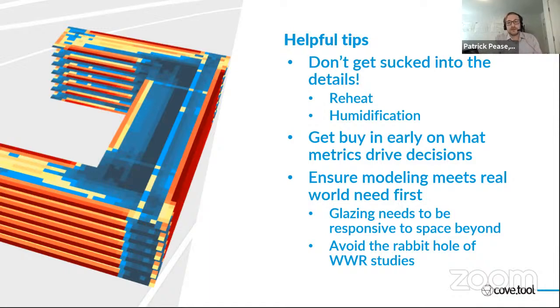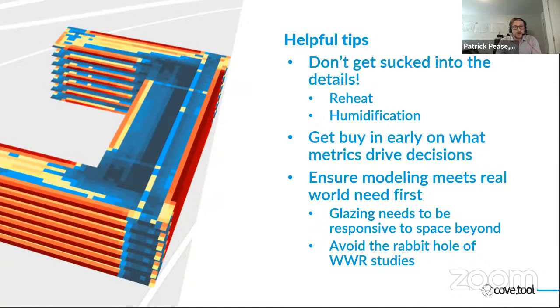So on that note, here are some helpful tips for doing these early-stage models. Don't get sucked into the details. Reheat and humidification are end uses in a building, especially a hospital, and they will have an impact on the total energy use. However, I'll argue that the options we're looking at here, with rotations and different massing, aren't impacting those two end uses directly.